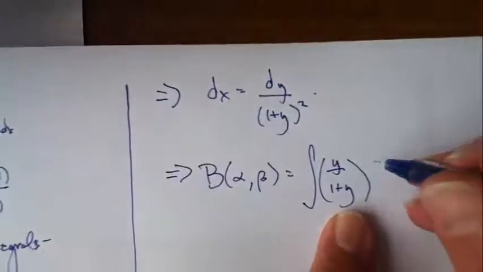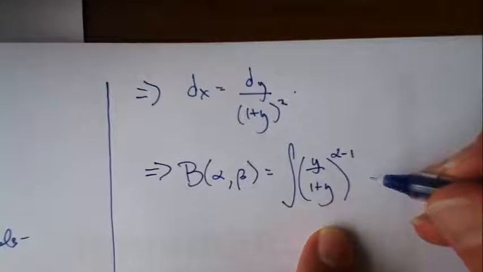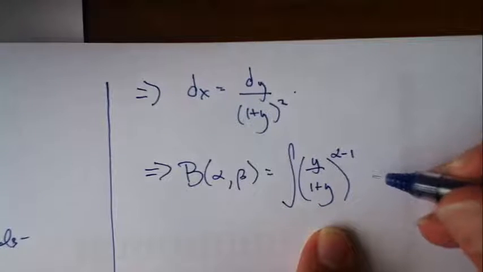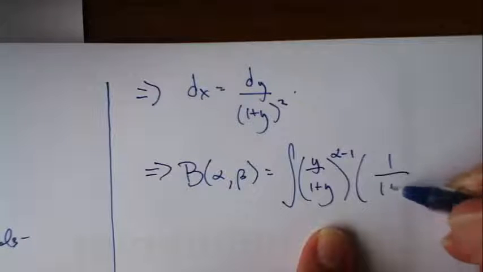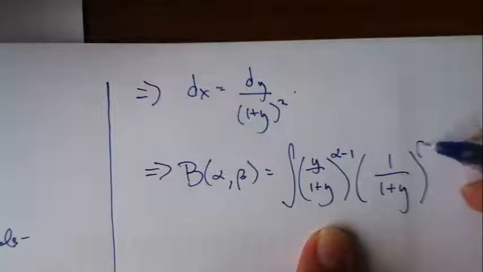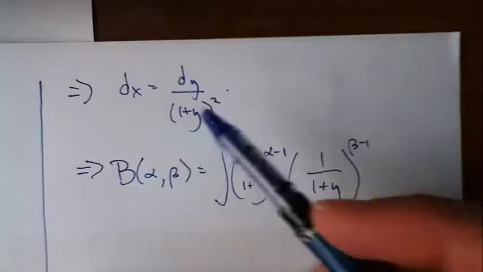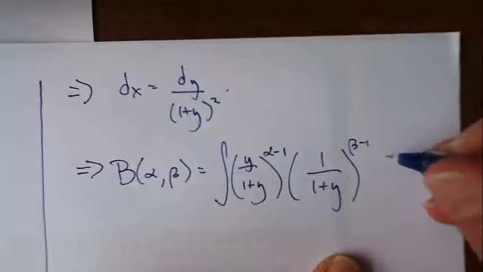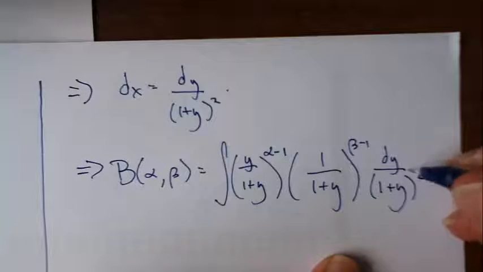So x is y over 1 plus y. This is being raised to the alpha minus 1. And then 1 minus x, that turns out to be 1 over 1 plus y, all that's going to be raised to the beta minus 1. And then my dx part, remember we worked so hard on that up here, it's dy over 1 plus y quantity squared.